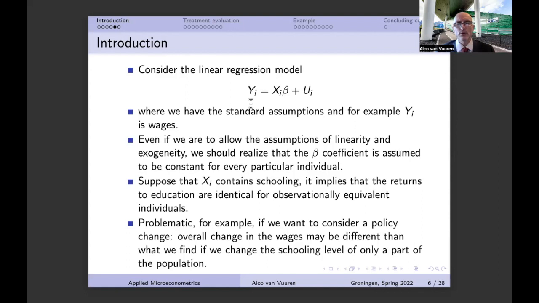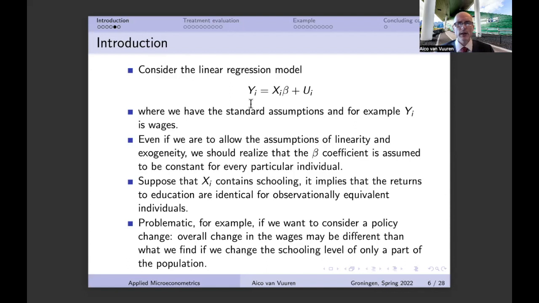Well, what we usually do in econometrics is that we look at the individuals that already went to university and look at how high their wages are in comparison to the situation in which they would not have gone to university. Well, that's of course possible. It would be possible to look at the returns to education of the individuals that actually went to university.